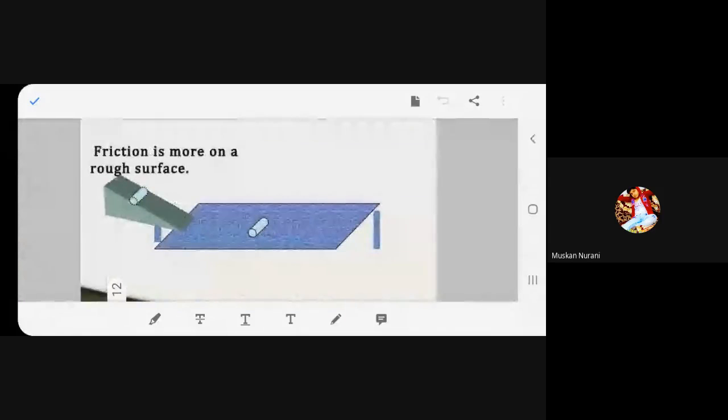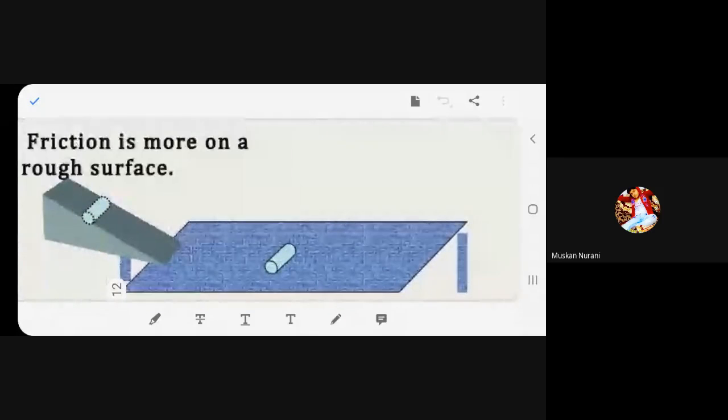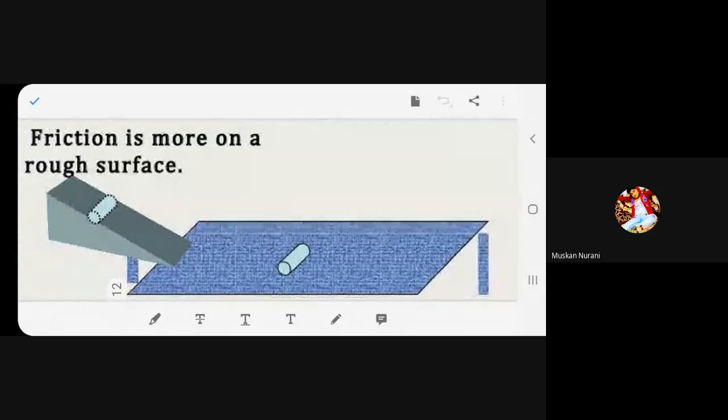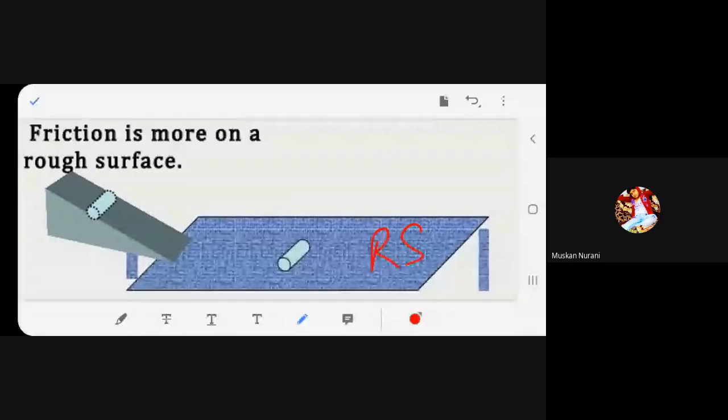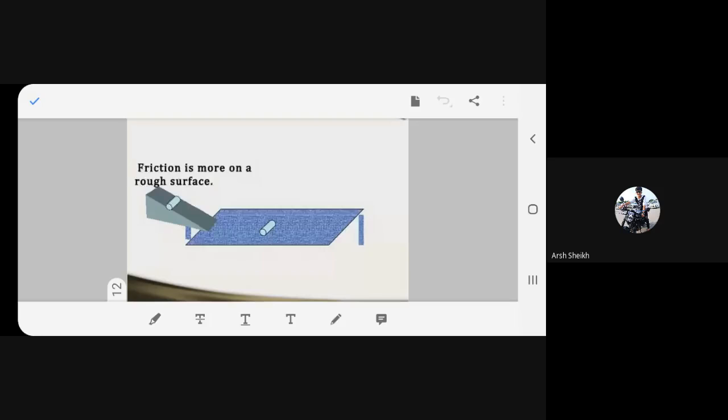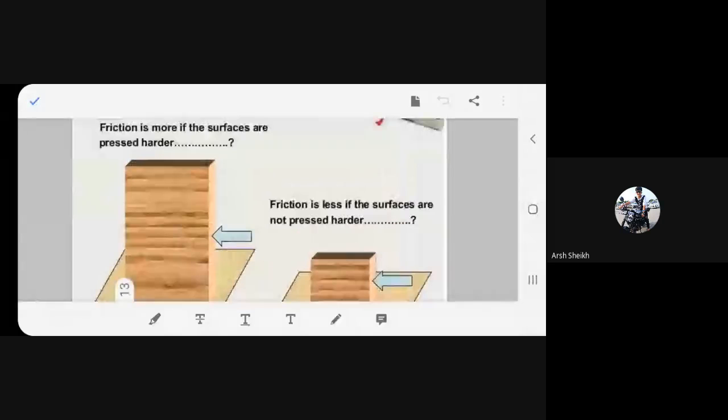You will see over here, that was a smooth surface. Friction is more on a rough surface. Now this is a rough surface. That was a smooth surface. So what happened? On the smooth surface, it traveled till here. But on the rough surface, it will travel a lesser distance. You understand now? Why? Because friction is more.